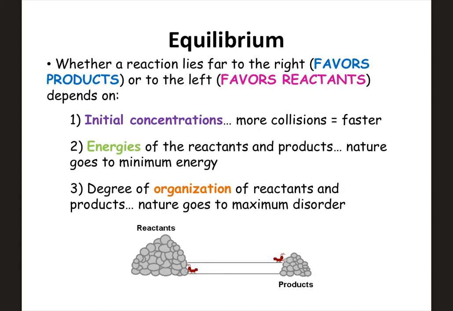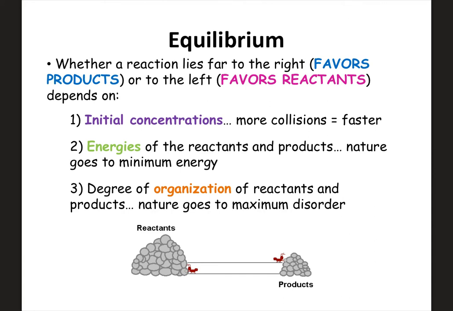Whether a reaction favors the products, which we would say lies to the right side, essentially, if you're writing a reaction, the products are on the right side, or whether a reaction favors the reactants, which would be on the left side of your reaction, depends on a few things here. Your initial concentrations are important. Obviously, if you can have more collisions, you would have a faster reaction taking place, potentially forming more products.